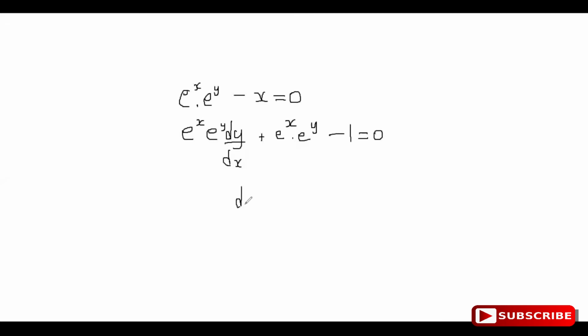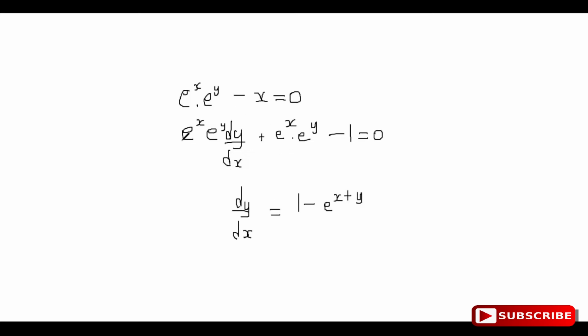And so what we're going to get now is dy by dx is going to be equal to, we have to bring the 1 over here now. Bring over the 1. Bring over the e to the x times e to the y. So that becomes 1 minus e to the x times e to the y, which is really 1 minus e to the x plus y.